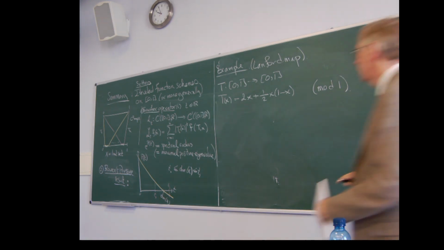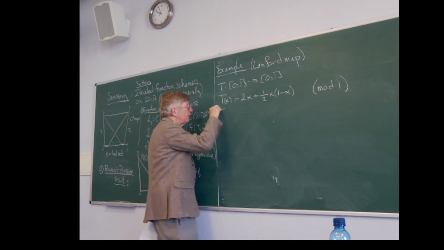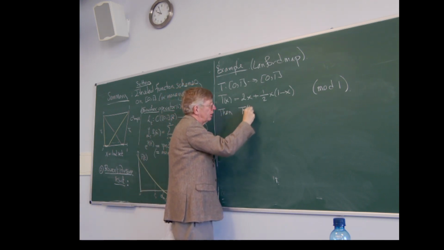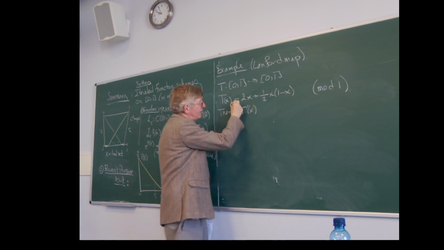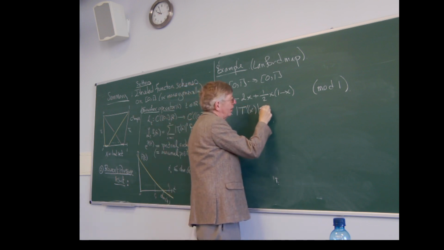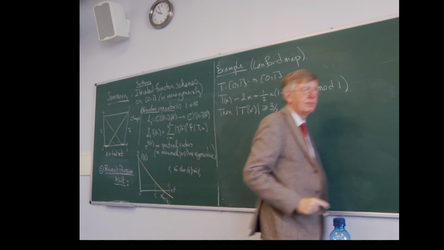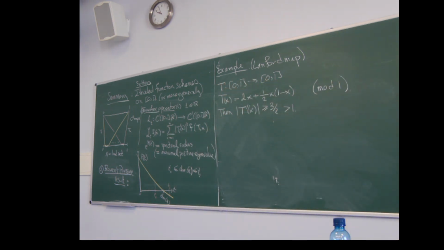And then in particular, it satisfies all those conditions, and if I do a lightning calculation, which I prepared earlier, then the derivative of this map, I don't need to take absolute values, but it doesn't matter, is bigger than 3 over 2, which is bigger than 1. There you go. Advanced mathematics. Okay. And so in particular, it satisfies these hypotheses, so it's an example.